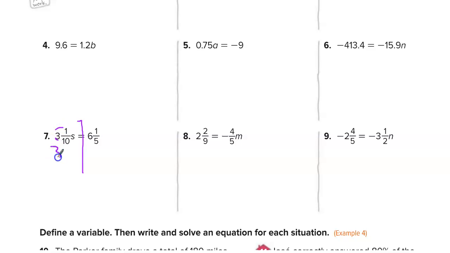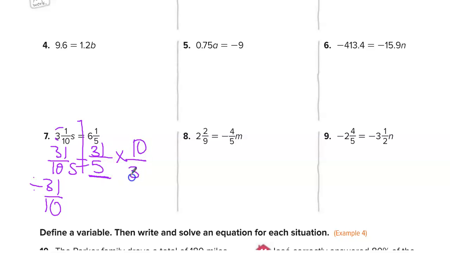So I'm going to change it to 31/10s equals, looks like 31/5. Okay, so still on my side with the letter, so I'm going to divide by 31/10. I'm keeping my fraction over here, changing, and flipping. And that will equal 2.